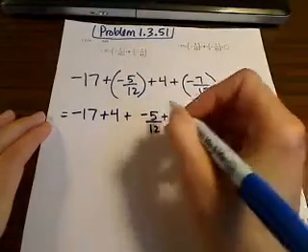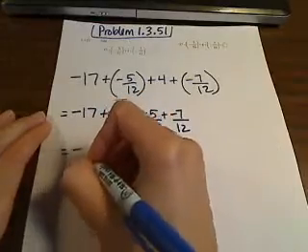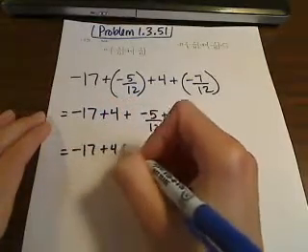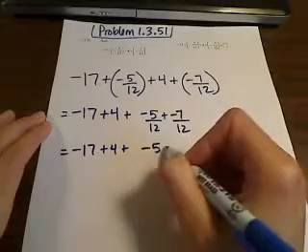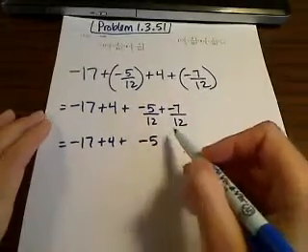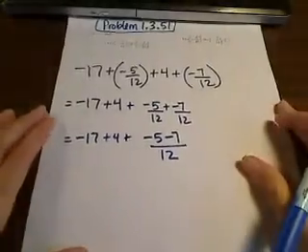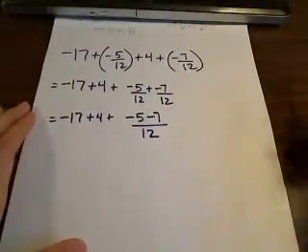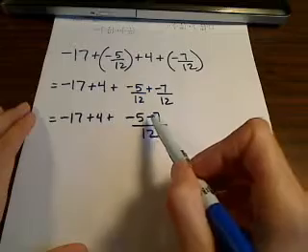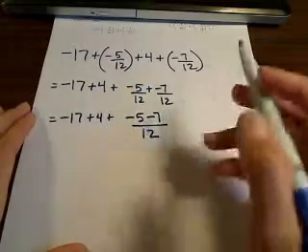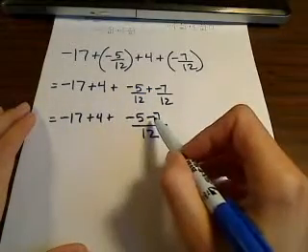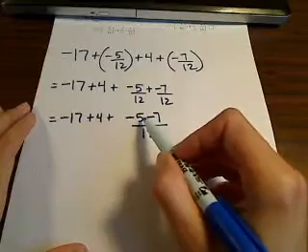negative 7 over 12. If I bring these together because they have a common denominator, then this becomes negative 5. You can either write it as plus a negative 7 or minus 7 over 12. Either of those will work. They mean the same thing. And because we're adding two things that have the same sign, you're just going to add the numbers and keep the sign.